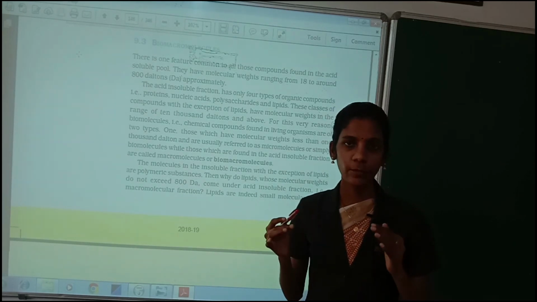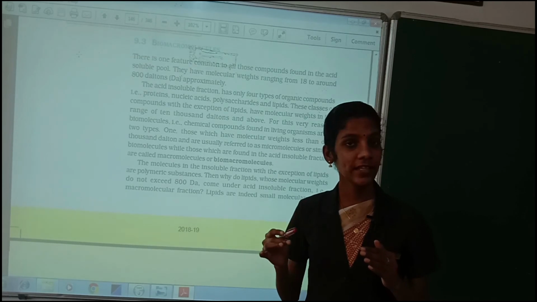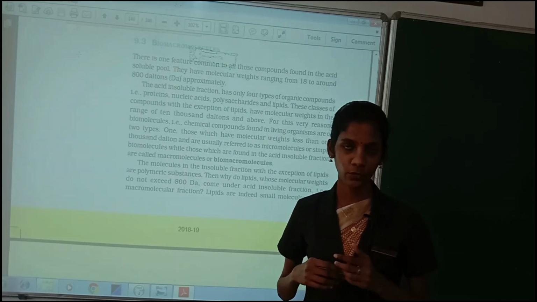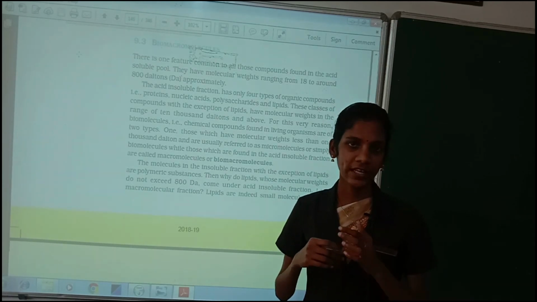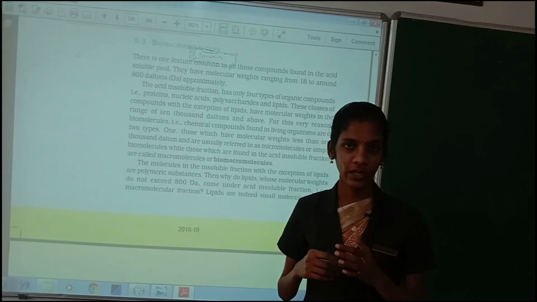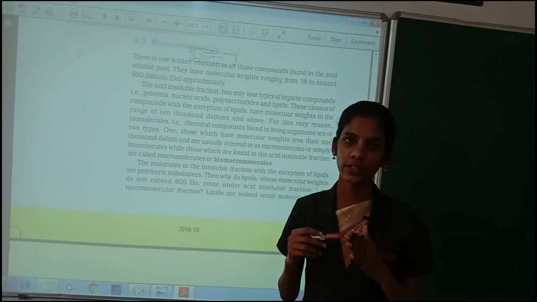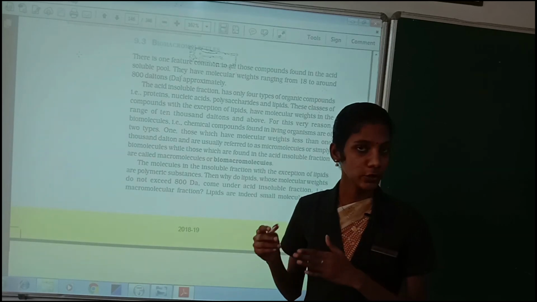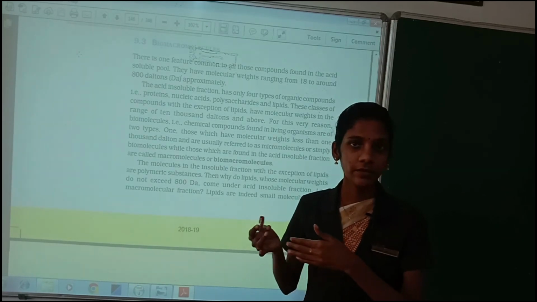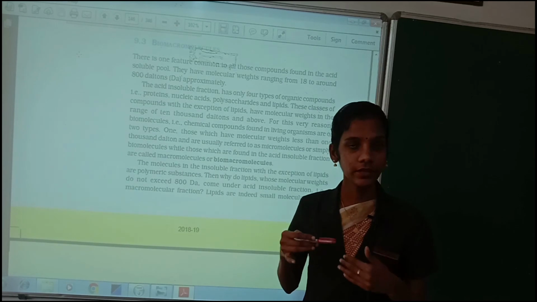Biomacromolecules will always have a molecular weight that is greater than 10,000 Dalton. I'll tell you once more. Biomacromolecules are the molecules that have a molecular weight greater than 10,000 Dalton. But biomicromolecules are the molecules that have a molecular weight less than 1000 Dalton.